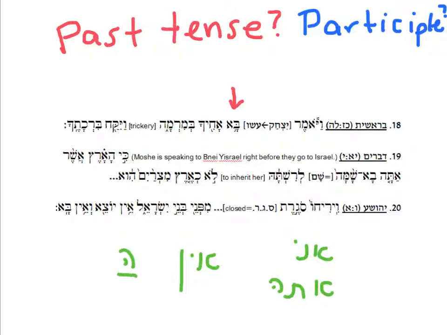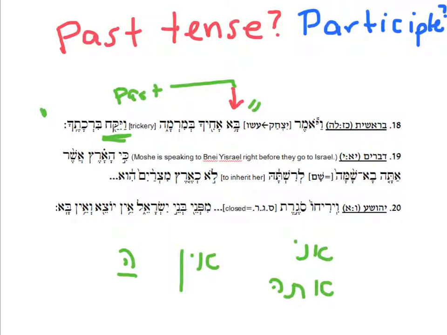So when all else fails, I look at the other verbs in the pasuk, and specifically the statement that Yitzchak said. Ba'achicha b'mirma vayikach. So vayikach is past tense. Right? So chances are ba here would be past as well. So it has to be past tense for 18.